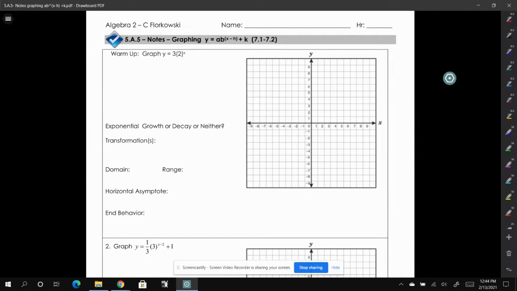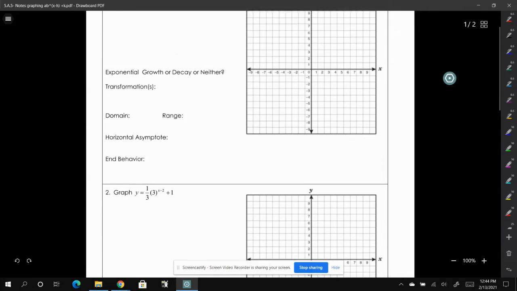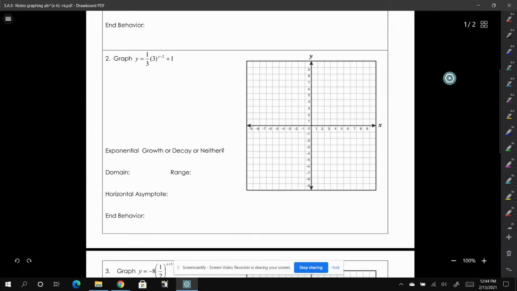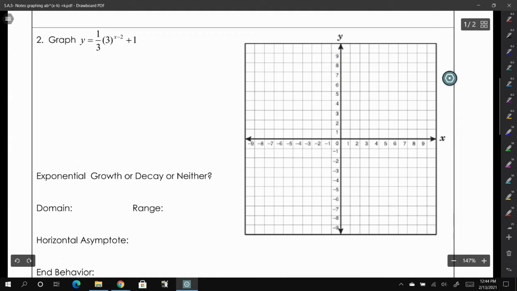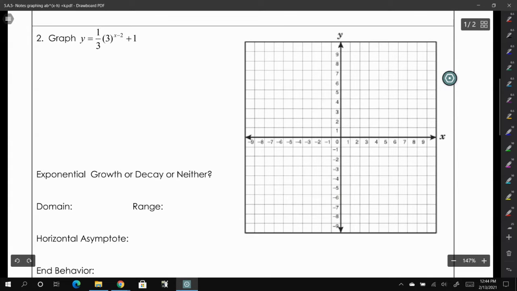Today we're going to be graphing exponential functions, but as opposed to what we did the other day, we're going to be shifting our graphs left, right, up, or down. So we're not going to do this warm up because there's no shifting in this one right here. But down here in number 2, we are going to graph this. We do have some shifting. We have an h and k value here.